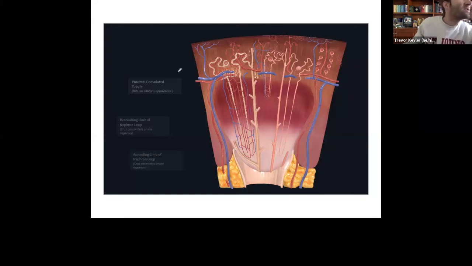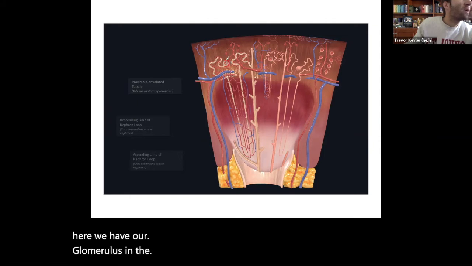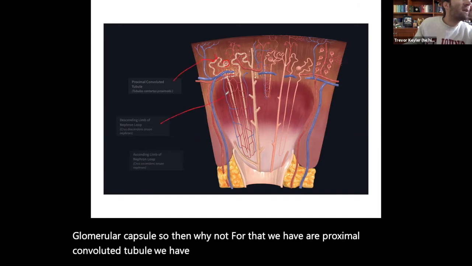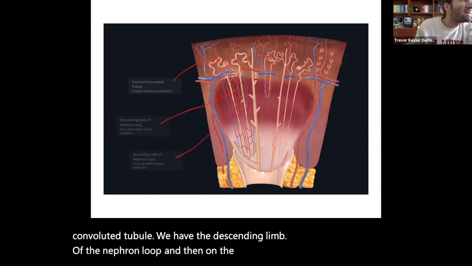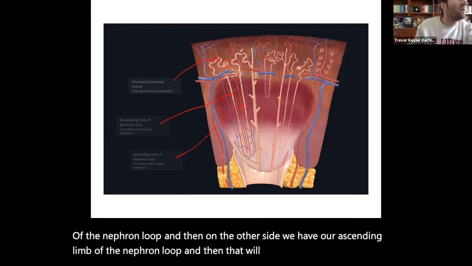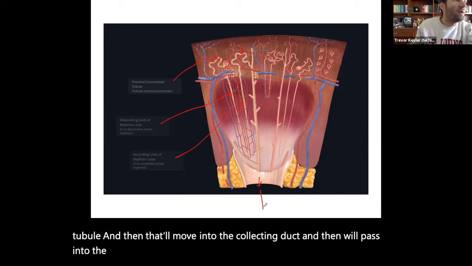All right, some more images from Complete Anatomy. Here we have our glomerulus and the glomerular capsule. So then coming off of that, we have our proximal convoluted tubule. We have the descending limb of the nephron loop. And then on the other side, we have our ascending limb of the nephron loop. And then that'll move into the distal convoluted tubule, and then that'll move into the collecting duct. And then we'll pass into the calyx here, and then into the ureters.